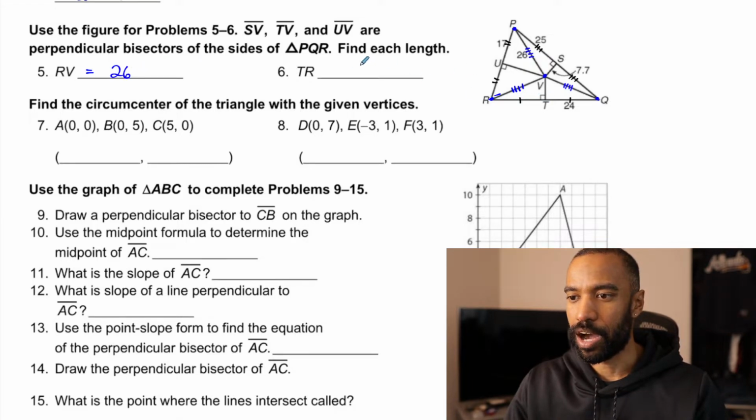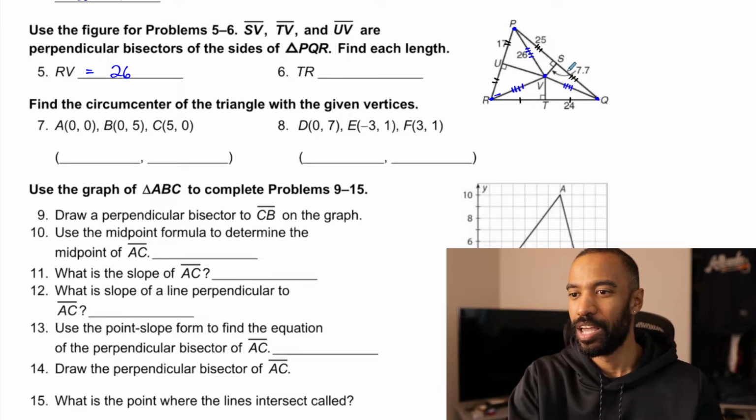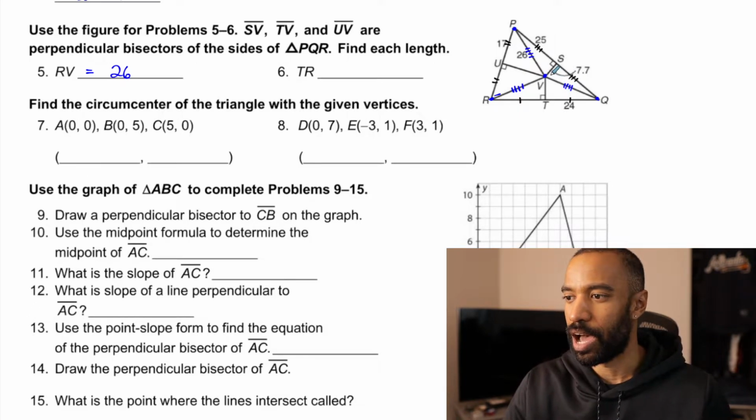What's the length of TR? TR, man, they don't have us do that much. I was waiting for Pythagorean theorem and stuff, but it looks like we're not doing it. What is the length of TR? TV is the perpendicular bisector of QR. These two parts are congruent. If TQ is 24, then TR is 24.